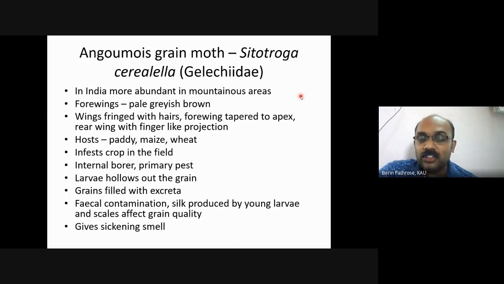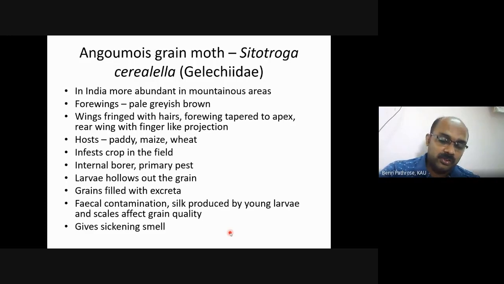Larvae bore into the grains, so the larvae will remain inside the grains and the grains will be filled with excreta. I'll show a picture of it. And because of the feeding of the insect, there will be fecal contamination. Silk threads will be produced by the larvae, and the scales of the adults, which are present in the insect, can be allergic and affect grain quality and leave a sickening smell, a very bad smell.